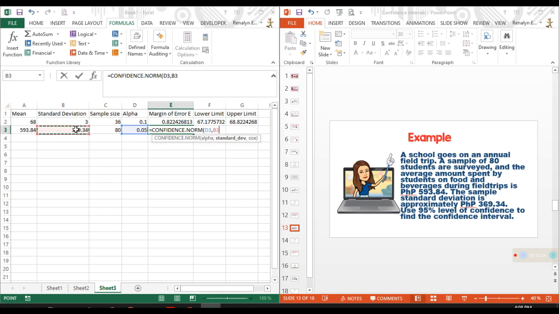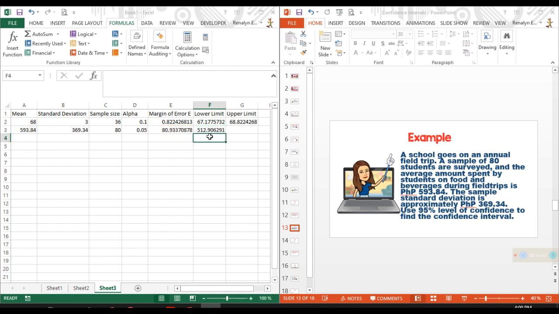After that, input natin si sample size. Ayan. Pagkatapos, just close it with a parenthesis and then just press enter. You will end up with 80.9337. For the lower limit, it is equal to the mean minus the margin of error.